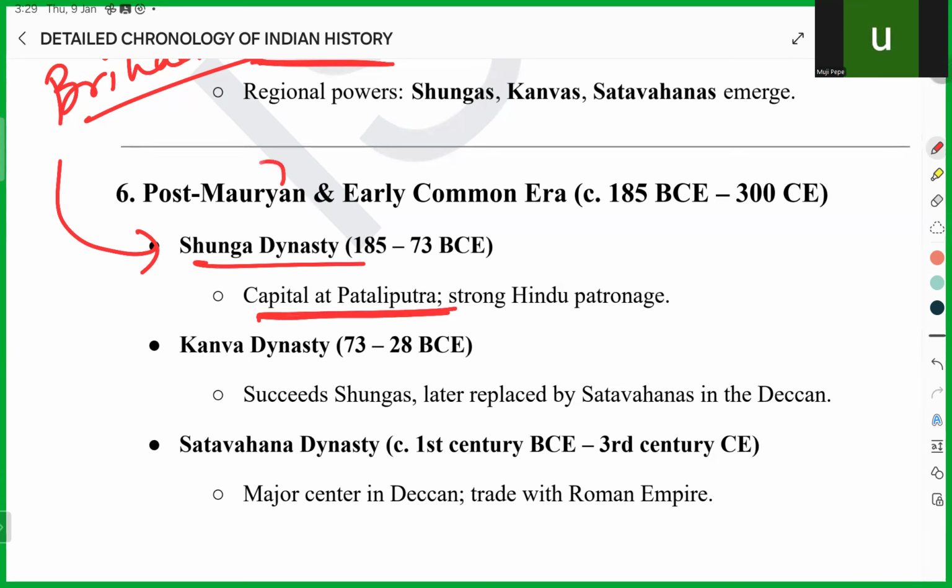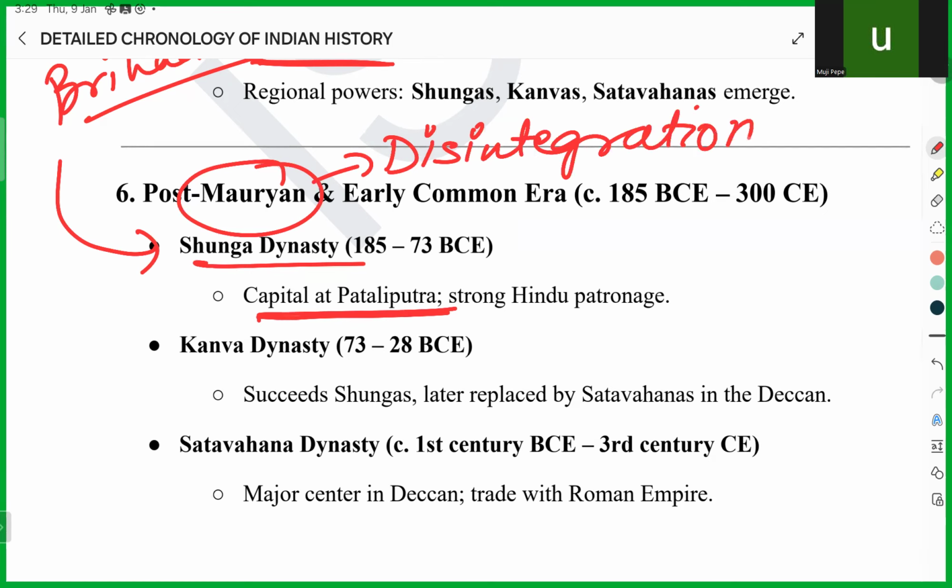But after the Mauryans, there was disintegration. A lot of kingdoms and a lot of empires became independent. A lot of states emerged from the shadows of the Mauryan Empire. Because Mauryan Empire was such a huge empire, it encompassed from Afghanistan to Karnataka. It encompassed from Gujarat to Bengal. So it was a huge empire.